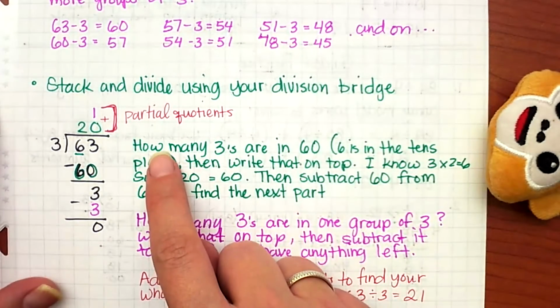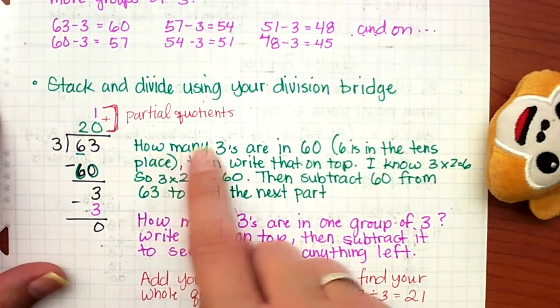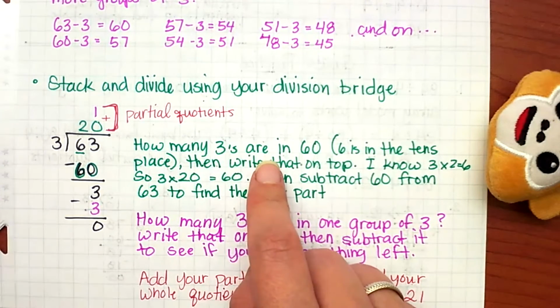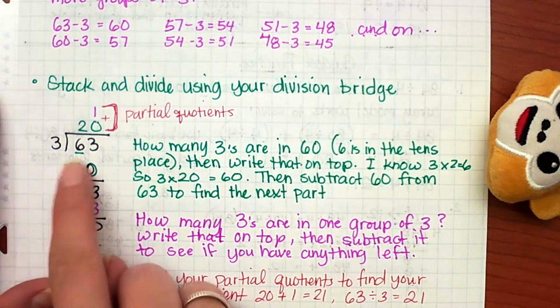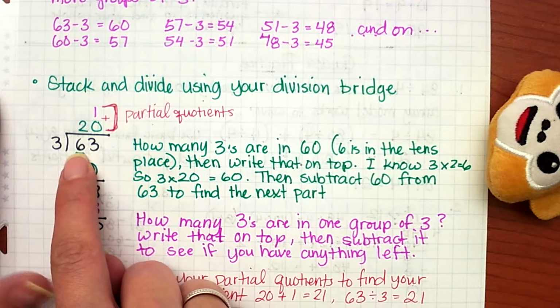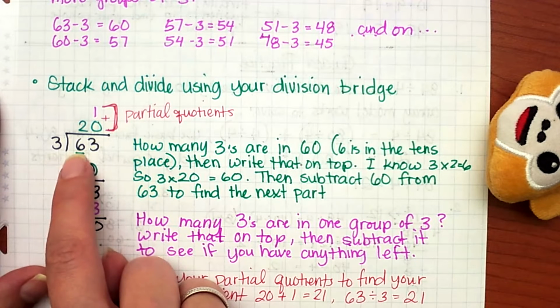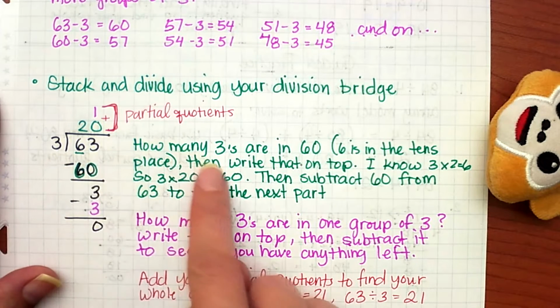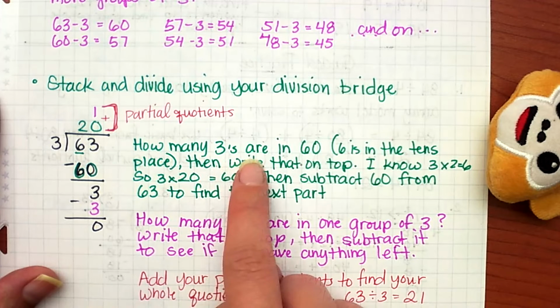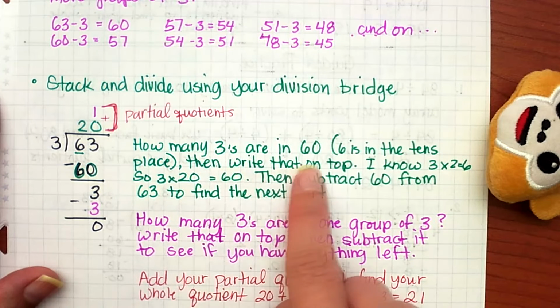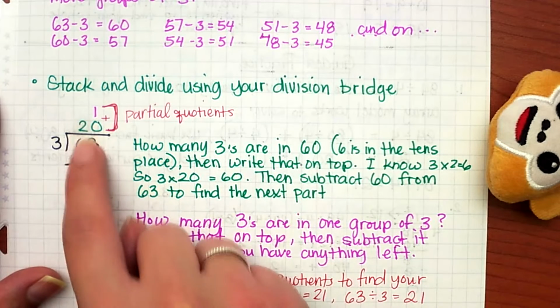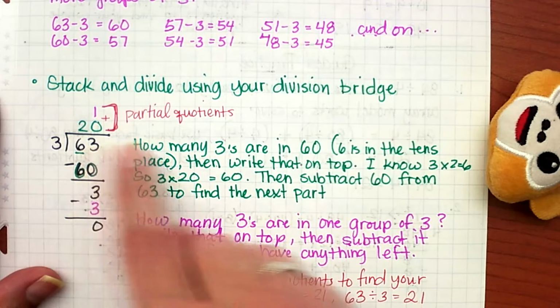So I need to think, for 63 divided by 3, how many 3s are in 60? So let's start with that. Before we look at the 3, let's just take a look at the 60. That 6 is in the tens place, right? So 6 tens is 60. How many groups of 3 are there in 60? Well, I know there's 6 in the tens place, so when I write my answer, it's going to be on top of the tens place.